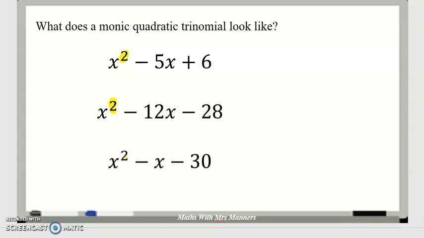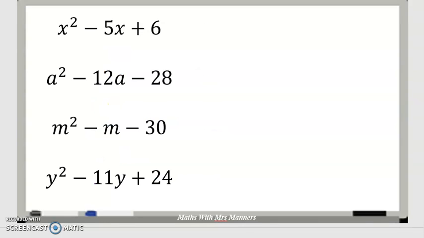Degree is 2. It is monic, so you can see that there's no number in front of the x squared, meaning there's an imaginary 1. And finally, we have three terms: 1, 2, 3, 1, 2, 3, and 1, 2, 3. So these are all monic quadratic trinomials. So how are we going to factorize them?